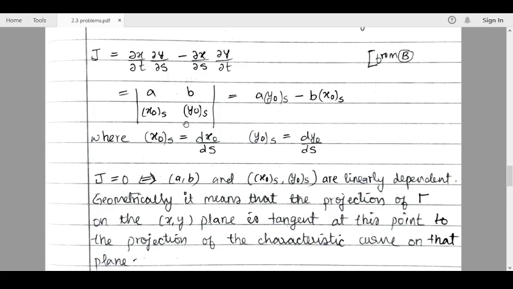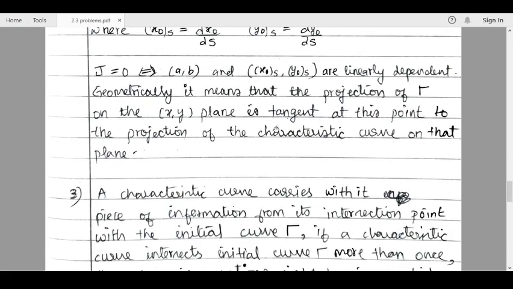So it means that the projection of the initial curve gamma on the xy plane is tangent to the projection of the characteristic curve on that plane. So Jacobian equal to 0 geometrically means that the projection of the initial curve is tangent at this point to the projection of the characteristic curve. That point here we are considering is the initial point. So that is the meaning of vanishing of the Jacobian.